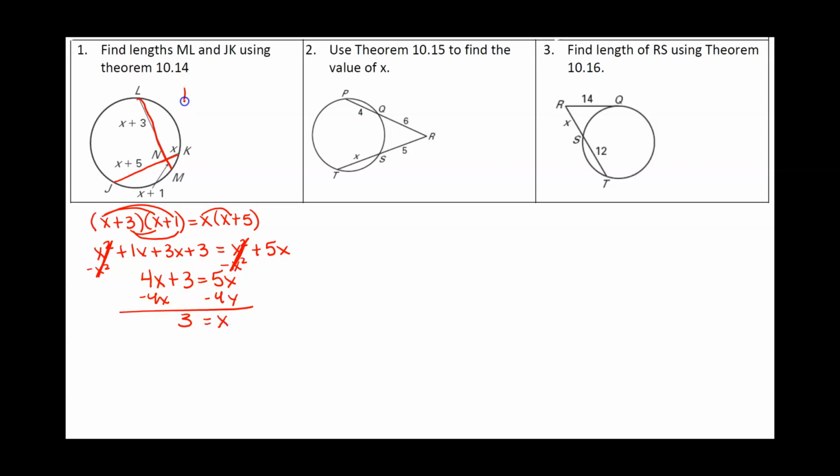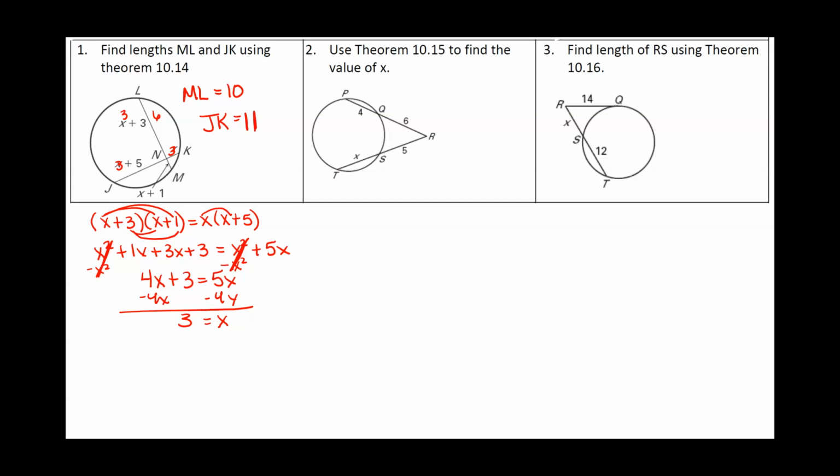Now, the problem tells me to find ML. So ML is this whole piece right here. So here is ML. So this is 3 plus 3, which is 6. And this is 3 plus 1, which is 4. So ML is 10. JK, on the other hand, JK is the whole piece on this other one. So that's going to make that 8. That's going to make that 3. So JK is going to be 11. So part times part equals part times part.